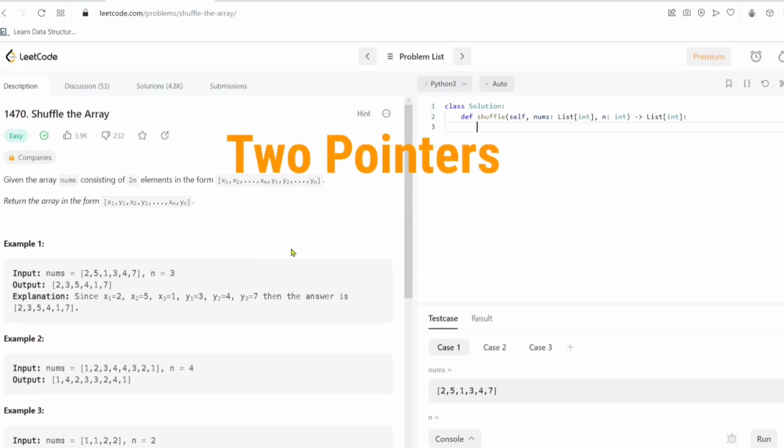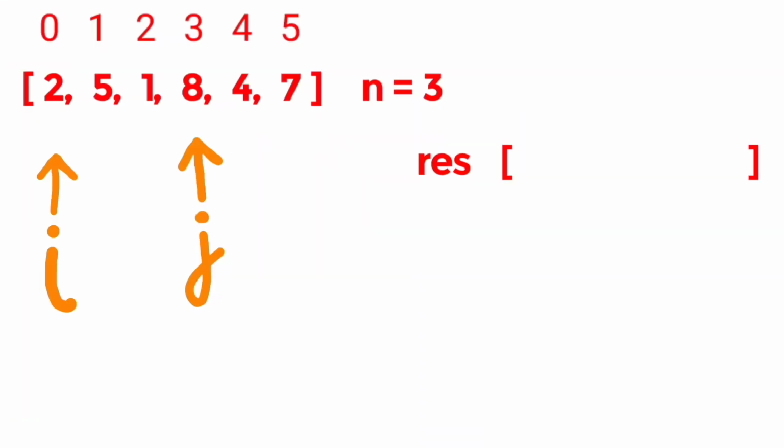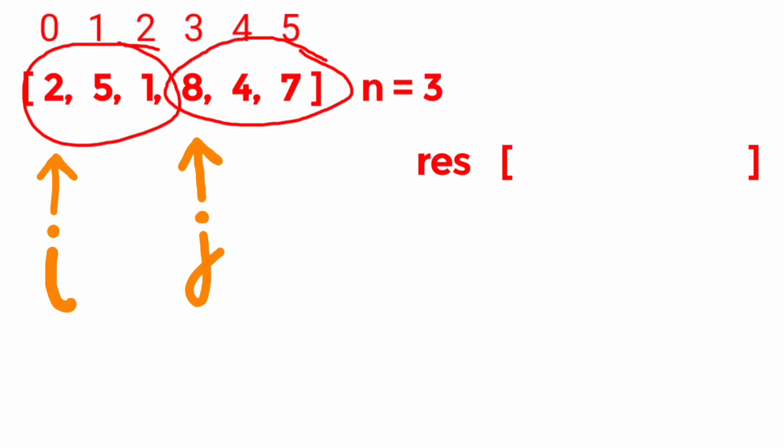We are not going to use any extra space, so the space complexity is going to be O of 1. Let's see how we can solve this problem using two pointers. Let's take this array as an example and traverse it with the two pointers i and j. As you can see, the i pointer is at the first index and the j pointer is at the first element of the second half of the array. Basically what we are doing here is dividing the array into two. While we iterate through, we are going to add the elements to the resultant array.